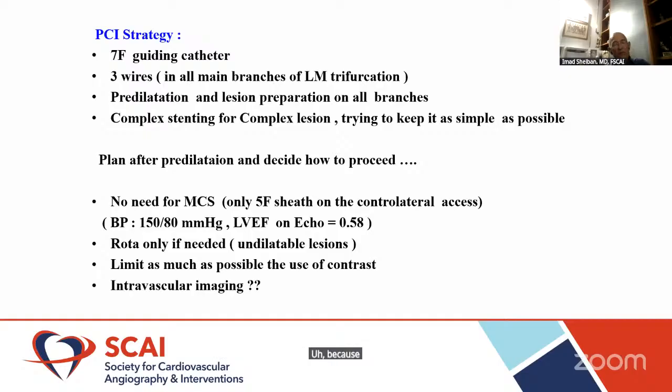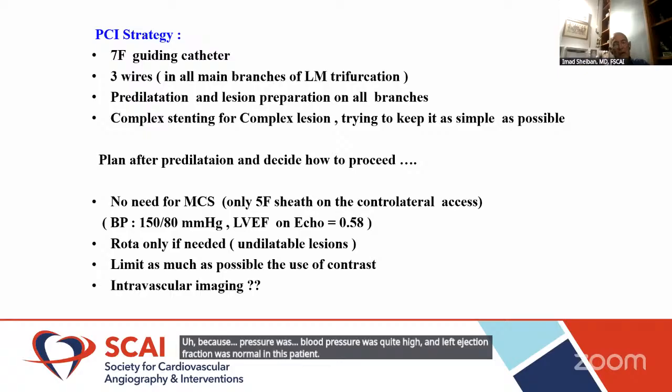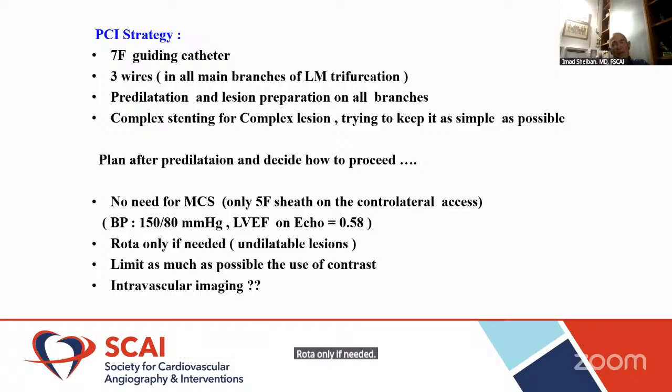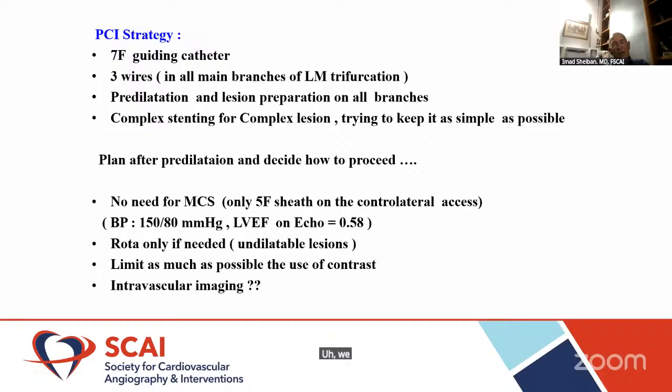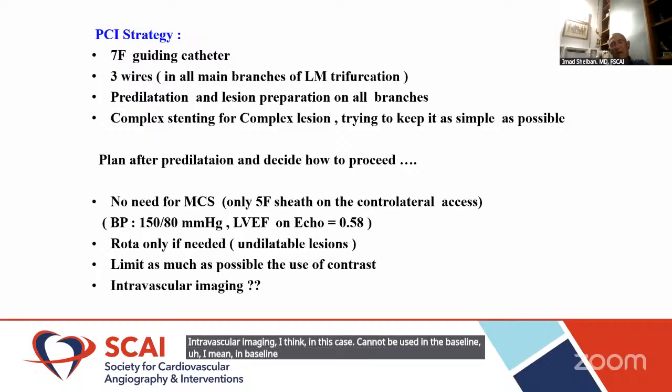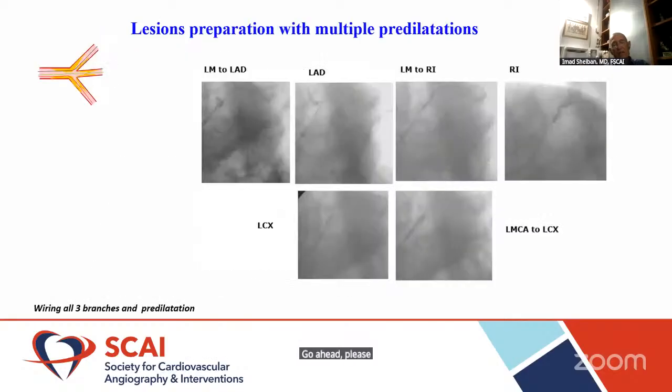Because blood pressure was quite high, and left ejection fraction was normal in this patient. Rota only if needed for an undilatable lesion, but it was not heavily calcified, there was moderate calcification. We also will limit as much as possible the use of contrast. Intravascular imaging, I think in this case, cannot be used for baseline imaging, for the tight lesion.